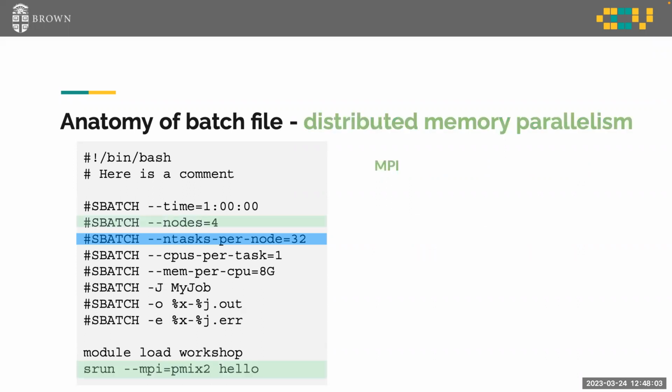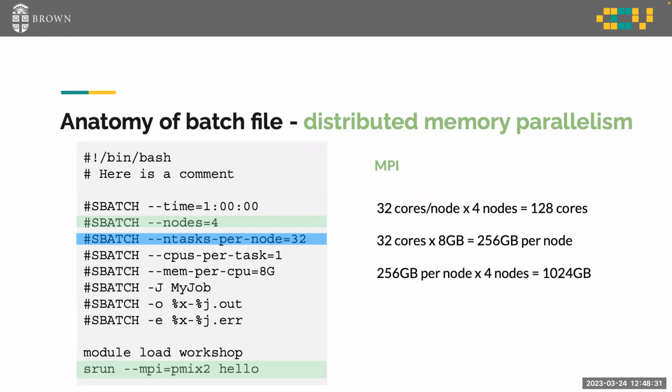If you had distributed memory parallelism, in addition to changing the number of tasks per node, you change the number of nodes, so you could make use of multiple nodes. And then you would also use the srun command down here to run your application. In this case, hello is the application. And you'd actually use srun --mpi=pmix_v2. That flag is important. It allows for some Slurm integration. And then your command. In this case, your total job size would be 32 tasks per node times 4 nodes, which is 128 cores, and 32 cores times 8 gigabytes of memory per core.